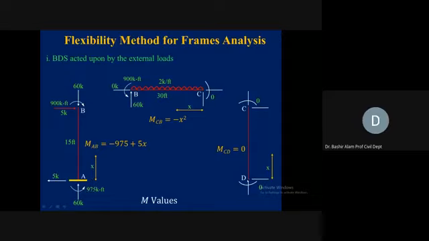For member CD, we take the origin at D. Here at D, we don't have any horizontal force that can cause a moment, so 0 times x is 0. So MCD is equal to 0, with the origin at D. Remember, once you have fixed the origin for calculating the capital M values, you don't have the flexibility to change the origin when calculating the small m values. You will have to follow the same origins. That is a must. You don't have any freedom to change the origin.